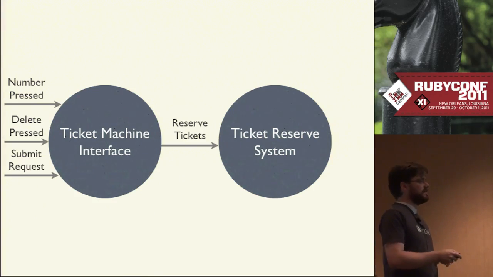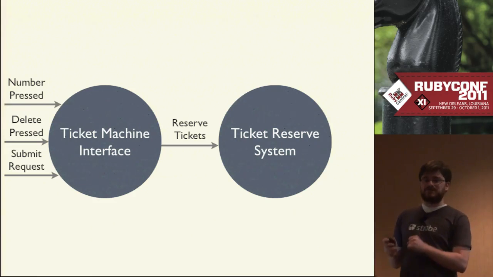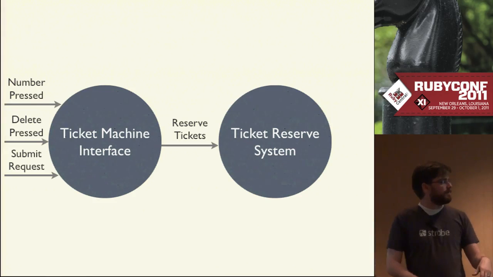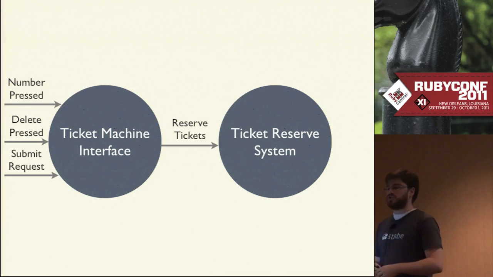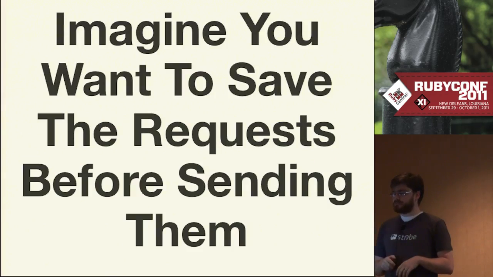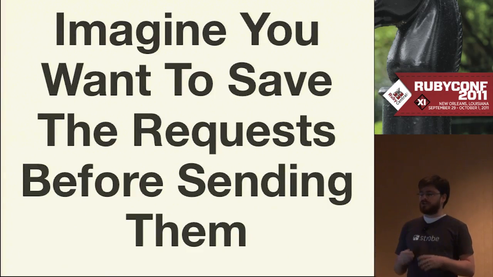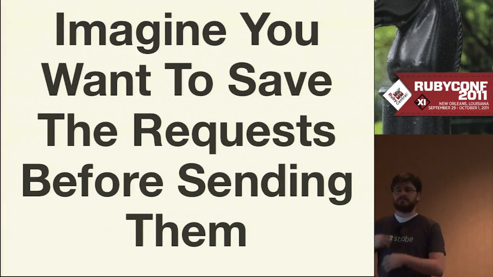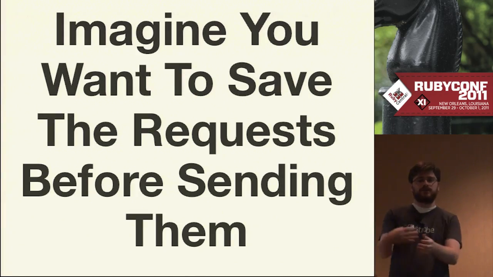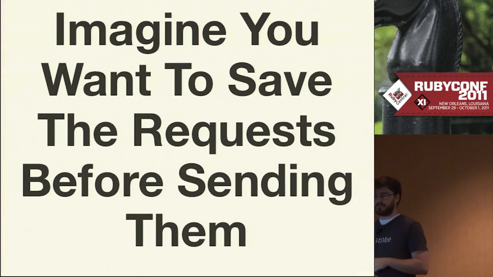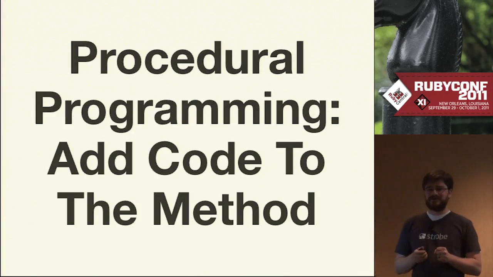Okay? And you've got this ticket machine object, and you've got a ticket reserving system. You're going to say, hey, I pushed this number and then this number. Then I pushed submit, and it should reserve those tickets for me. Imagine if you wanted to save the requests before sending them. Okay, you have this object. It manages the interface. You want to save the request, maybe to a database or something, before you send the request. In procedural programming, how would you do that?